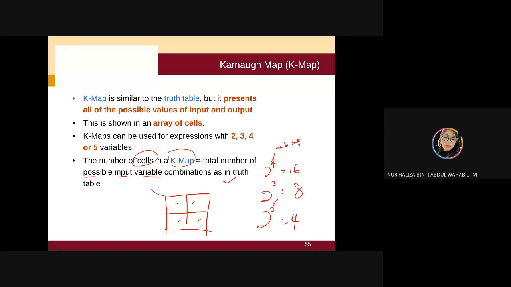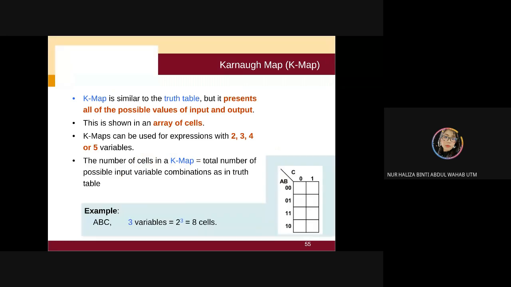4 inputs, 4 cells. 0, 1, 0, 1, A and B. This is an example for 2 inputs or 2 variables. And this is an example for 3 variables, which is 2 to the power of 3, 8 cells. You can see here the one that I highlighted.